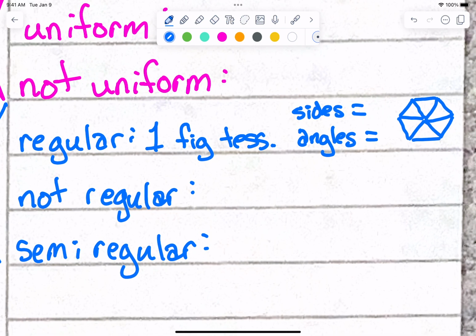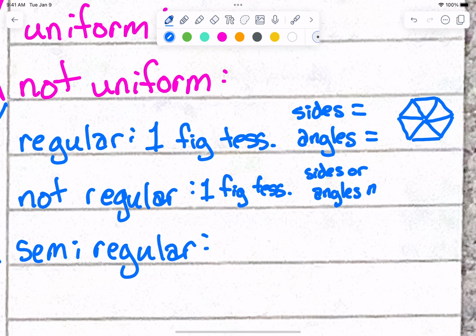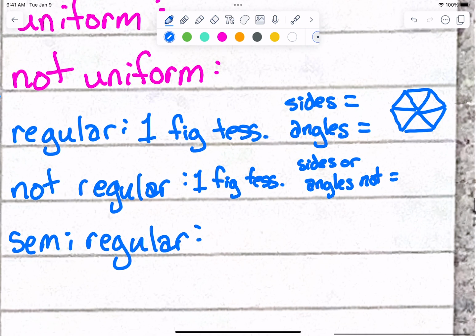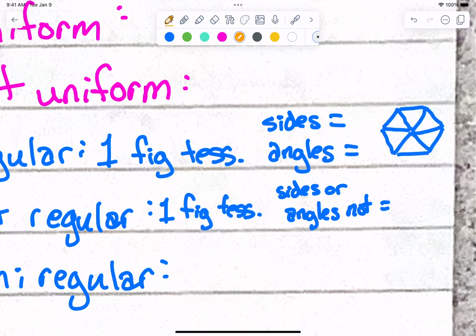A non-regular would be one figure that's tessellating, but the sides and angles are not the same. So sides or angles not equal. Like for example, let's do this one. This is a parallelogram. And he's going to tessellate like this. You see what I'm making?